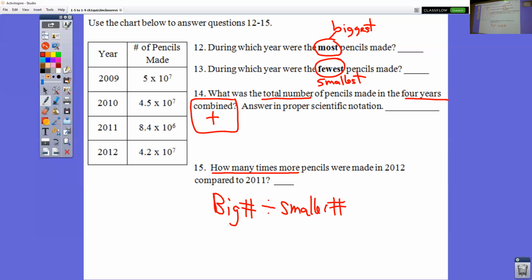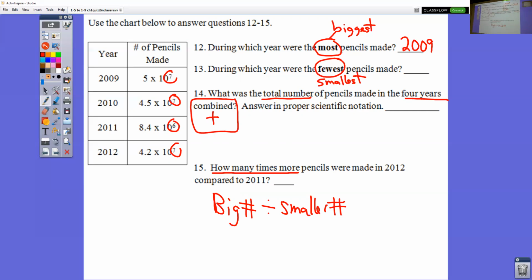Pause the video. During which year were the most pencils made? You're looking for the biggest number. So I'm looking at the scientific notations. I have a 7, 7, 6, and 7. 7 is bigger than 6. So now I'm looking at the numbers in front of the times 10. 5 is the biggest number. So this is going to be 2009.